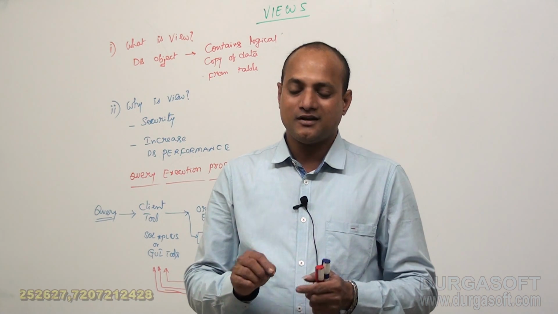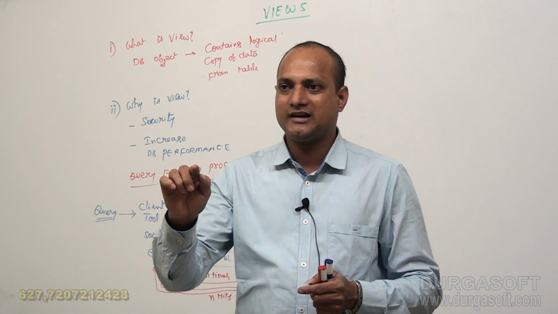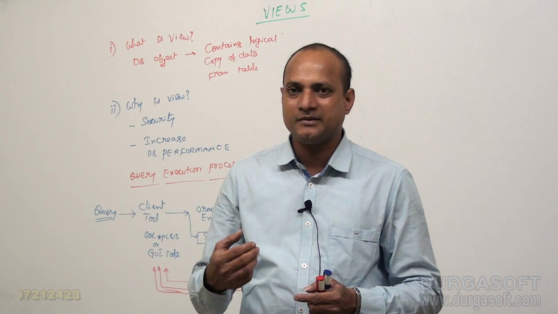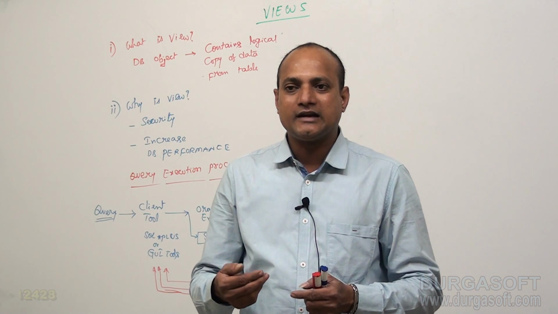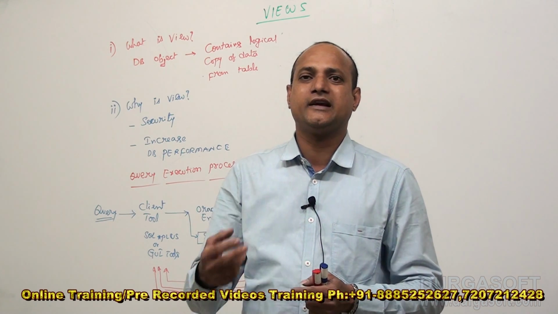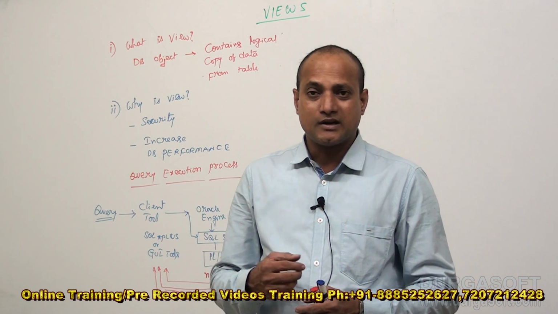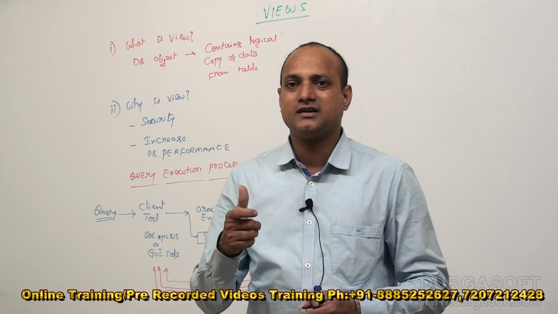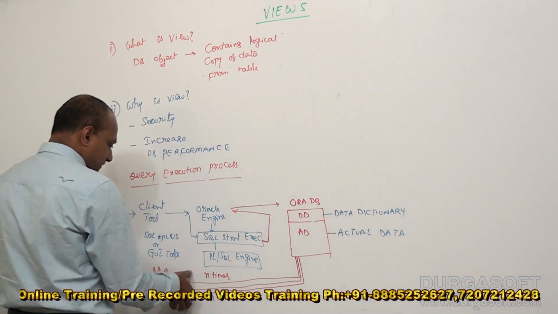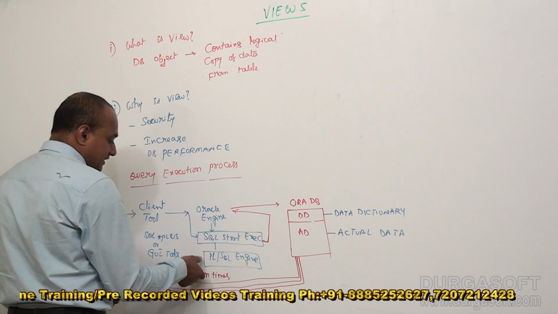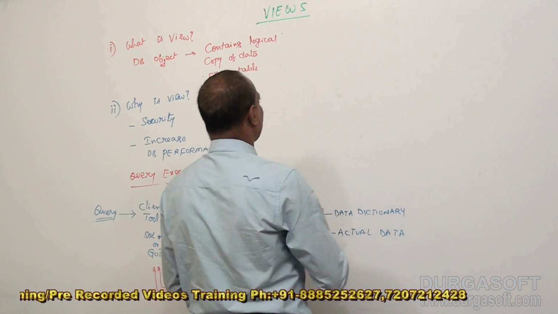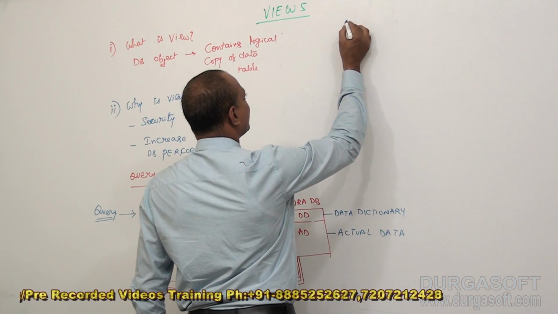What will happen? From the view, the first time it will hit the database and get the data. From the second time onwards, when you are requesting the same information from the view, it will not hit the database engine. You will get the data from cache memory. See here, from the table you are requesting n times, but from the view, even if you are requesting n times, there is only one hit.